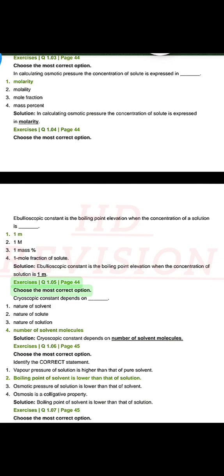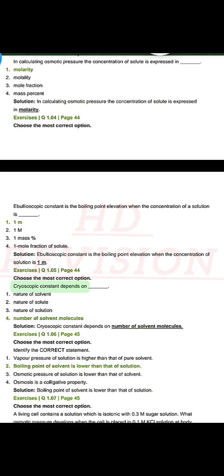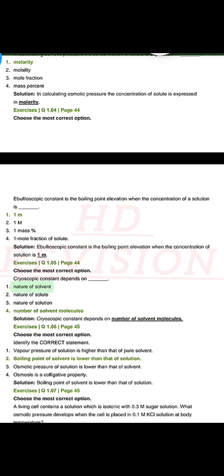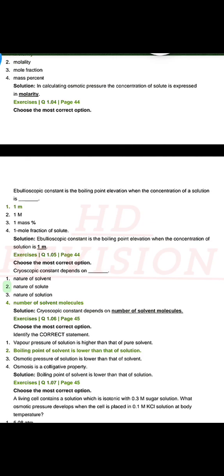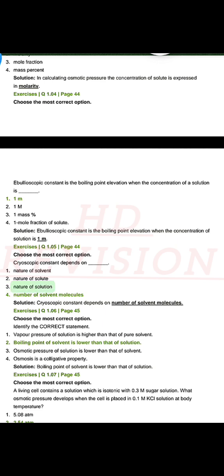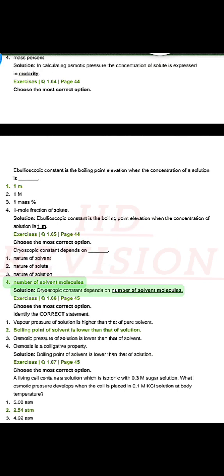Exercises Q1.05, page 44. Choose the most correct option. Cryoscopic constant depends on: 1. Nature of solvent, 2. Nature of solute, 3. Nature of solution, 4. Number of solvent molecules. Solution: Cryoscopic constant depends on the number of solvent molecules.